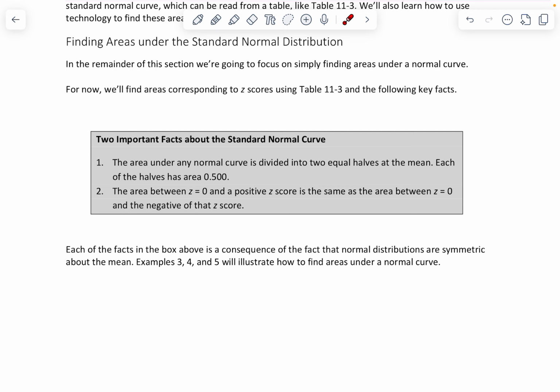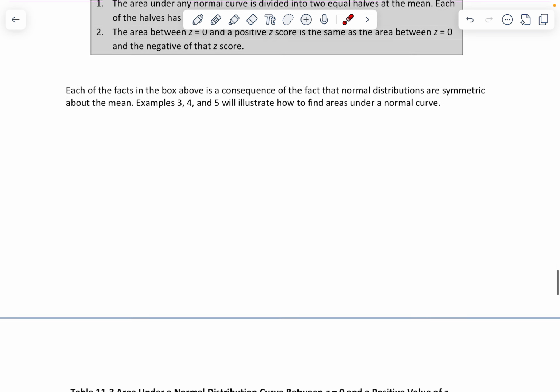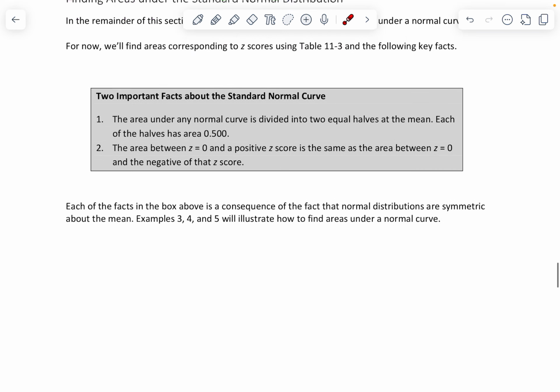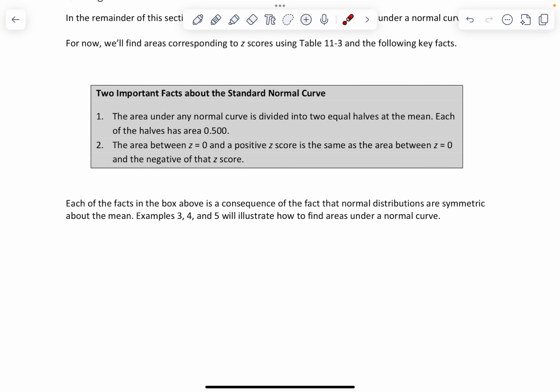So in the remainder of this section, we are going to focus on simply finding areas under a normal curve. For now, we'll find areas corresponding to z-scores using table 11.3, which appears on the next page of these notes. We'll take a look at it in just a moment. And also the following key facts. The area under any normal curve is divided into two equal halves at the mean. Each of the halves has an area of 0.5, right?